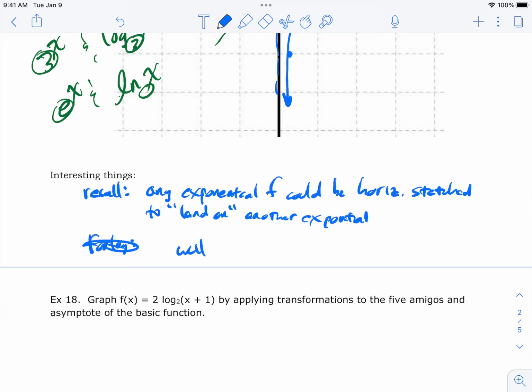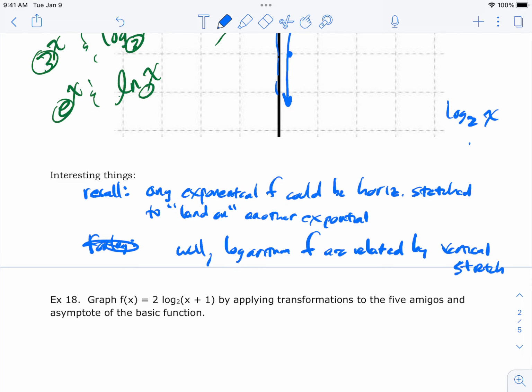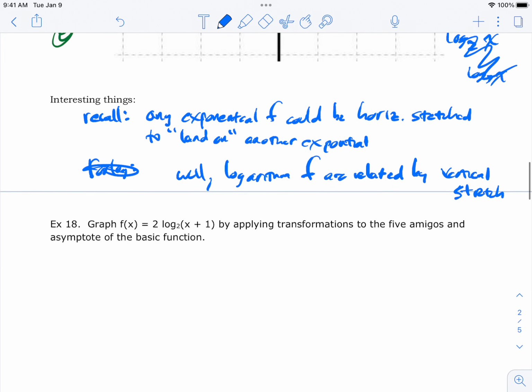So I'll say, well, logarithm functions are related by vertical stretches. You are able to take any, like you could take log base 2 of x and graph it. You could take log base 3 of x and graph it, and you would find that one was basically a vertically stretched version of the other. Okay, so that's kind of cool. That's interesting.